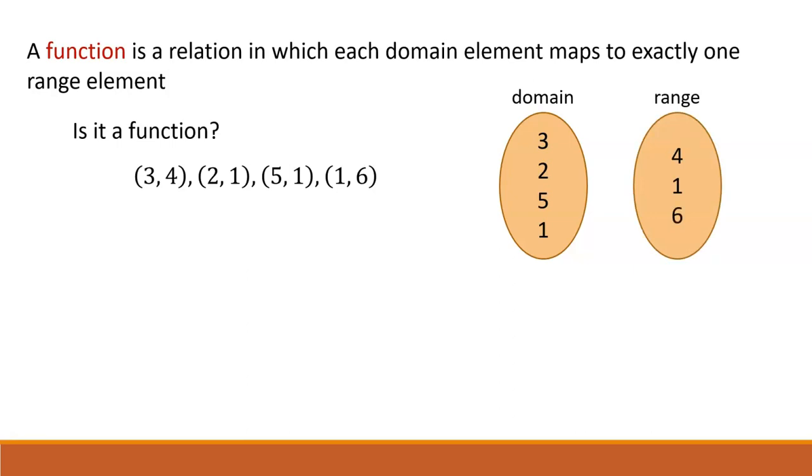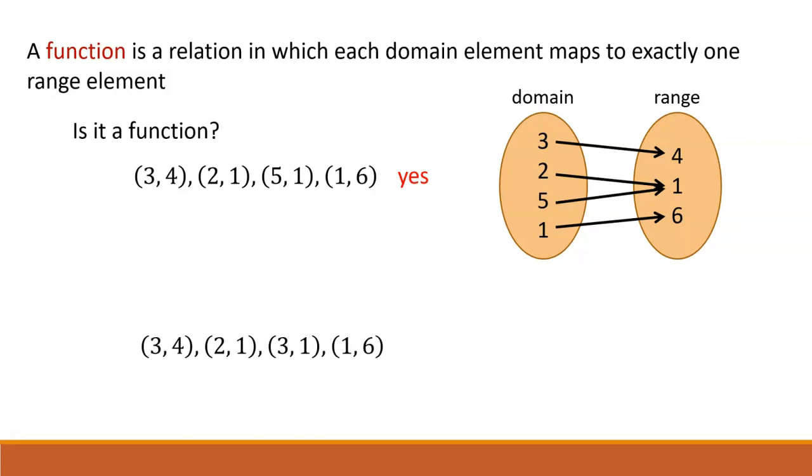Now let's map the domain elements to the range elements. (3, 4) is one of our ordered pairs, so that means 3 maps to 4. (2, 1) is another ordered pair, so 2 maps to 1. (5, 1) is an ordered pair, so 5 maps to 1, and (1, 6) is an ordered pair, so 1 maps to 6. So is it a function? Yes, it is. The reason is every domain value maps to only one range value. 3 only maps to 4, 2 only maps to 1, 5 only maps to 1, and 1 only maps to 6.